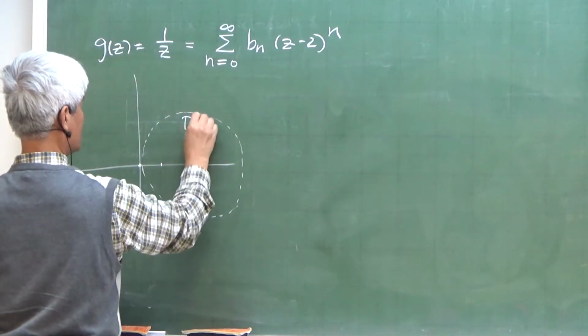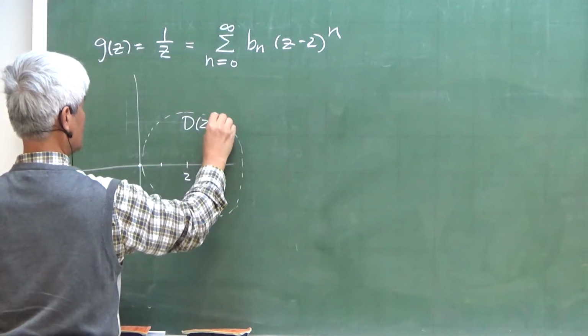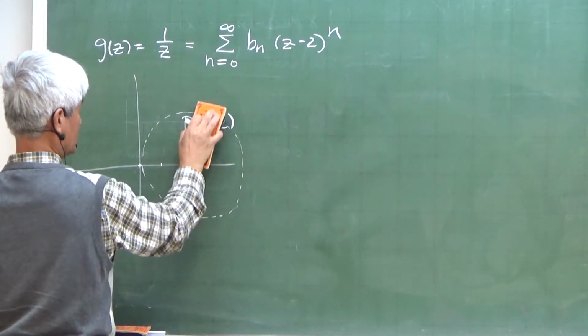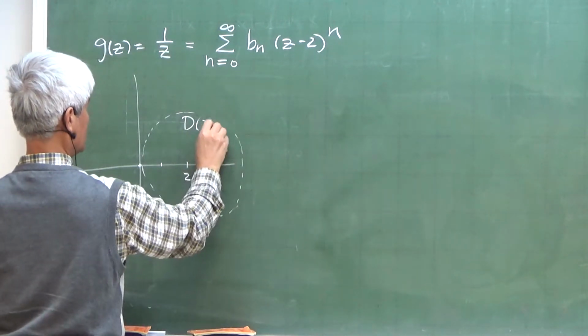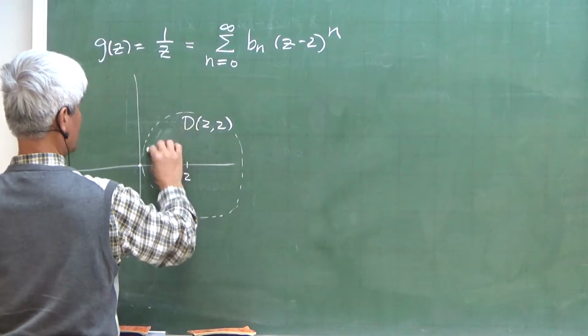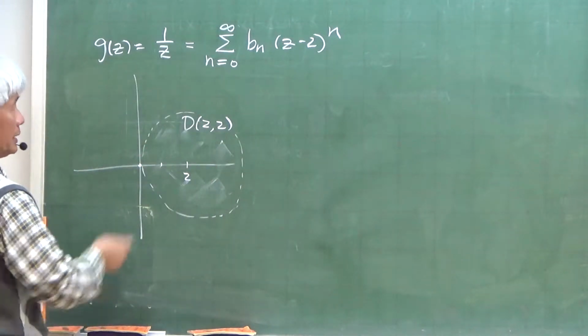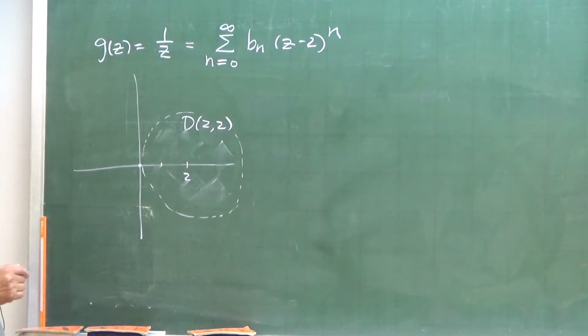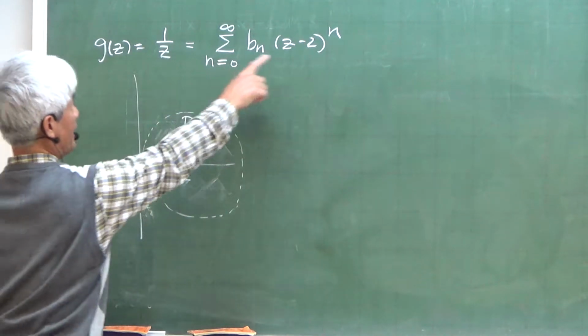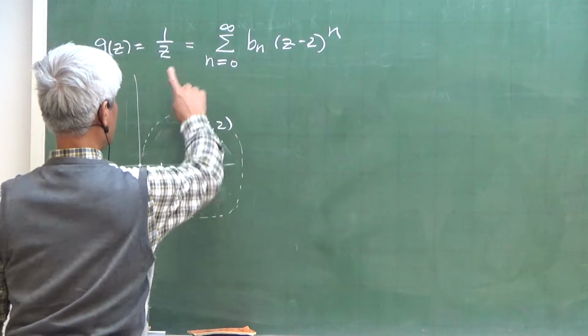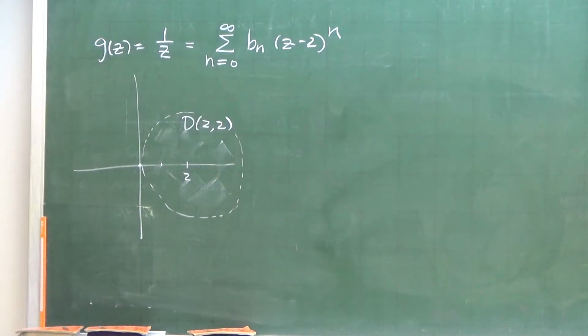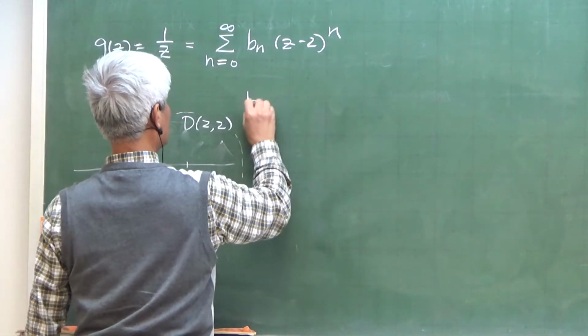So in this disk, this function is analytic in this open disk, so it has a power series expansion. Okay? And so we have that. Right? So in principle, we have this one. And we know what Bn is.